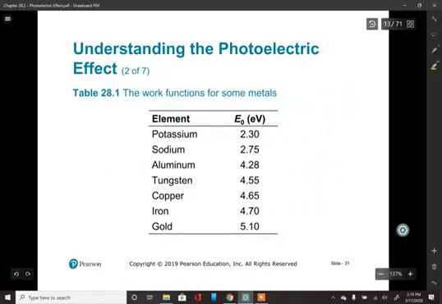All right, this is just a reference table of some work functions. Notice the units, electron volts. These are small energies in sort of an everyday scale, but not so much for atomic scales.